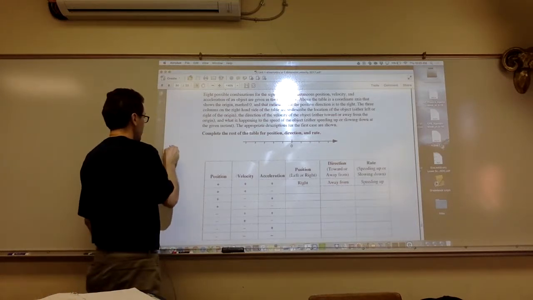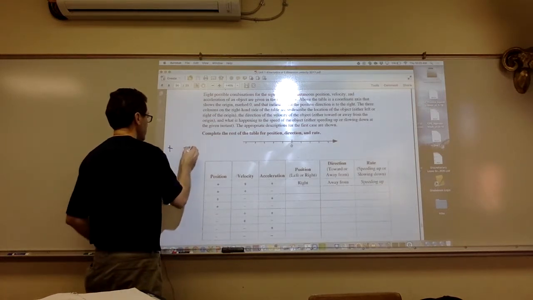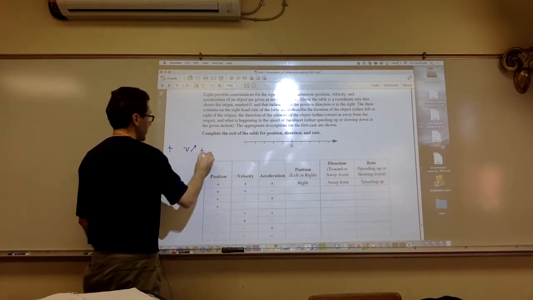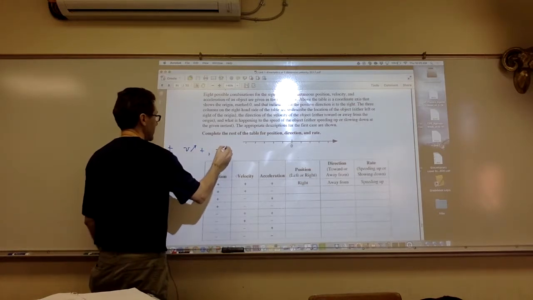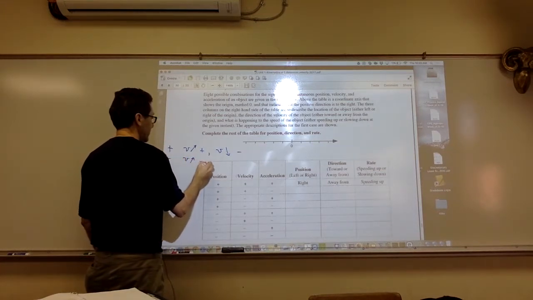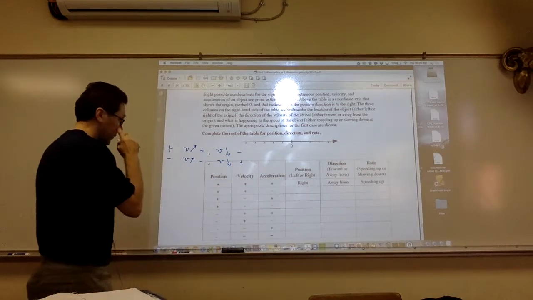Your acceleration will be positive if you're speeding up in the positive direction. It can also be positive if you're slowing down in the negative direction. And it will be negative if you're speeding up in the negative direction, or if you're slowing down in the positive direction. So that's how we're going to do this.